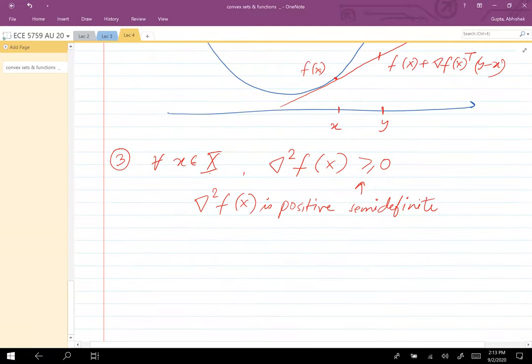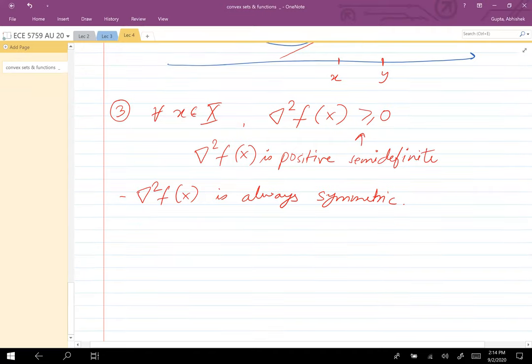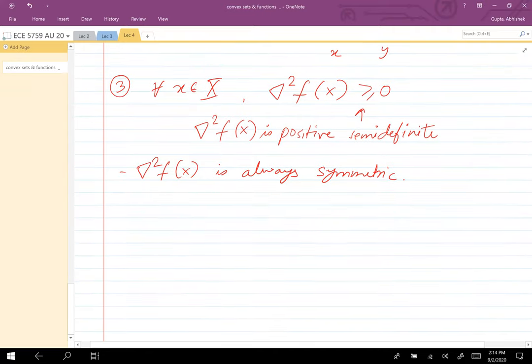Okay, so for every x in X, if I look at the second derivative of function f evaluated at x, and remember this was a symmetric matrix, so we did that computation for several functions a few lectures back. We showed in the previous lecture that the second derivative of function f is actually a symmetric matrix. Always symmetric. This is well known. We saw it last week, in the last lecture.